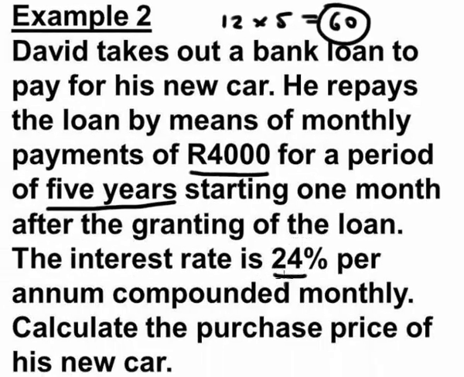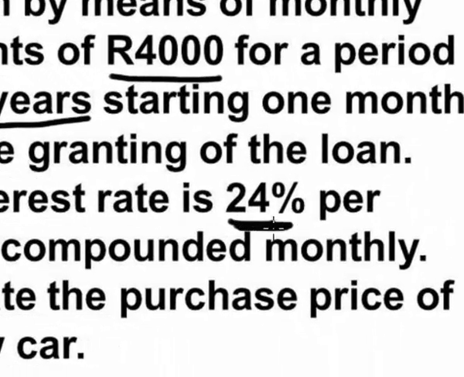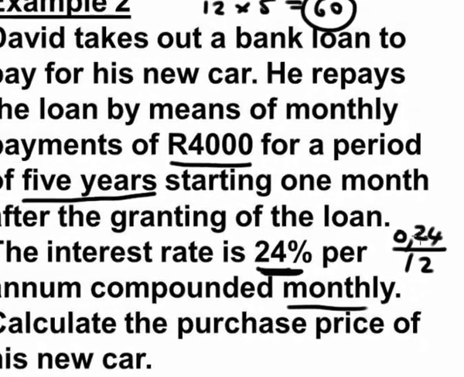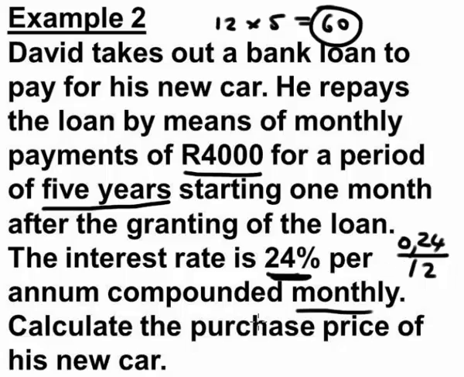Look at this interest rate, terrible. They're charging him 24% per year compounded monthly. So that would be an interest rate of 0.24 over 12. Now let's see. The problem with this is, what is the purchase price of his new car? So remember, he went and bought a car, so he borrows money from the bank, which means there's a loan, which is really the cost of the car, but he borrows.